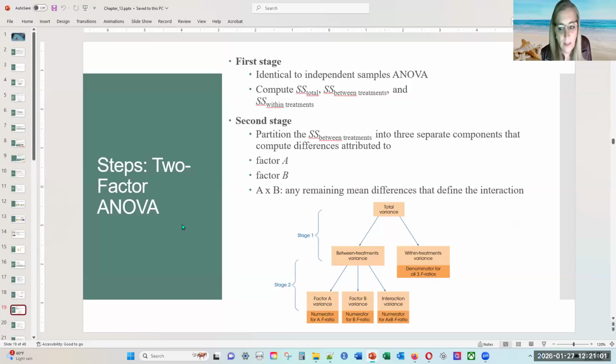All right, so the first stage when we're calculating for factorial ANOVA is identical to an independent samples ANOVA, where you compute the sum of squares total, between, and within treatments. Then the second is to partition the sum of squares between the treatments into 3 separate components that compute differences that are attributed to factor A, factor B, and then the AB interaction, which is any remaining mean differences that define the interaction. It's kind of like whatever is left over.